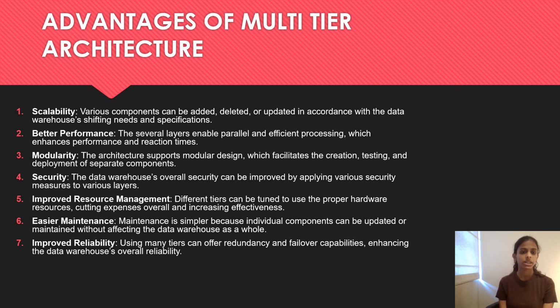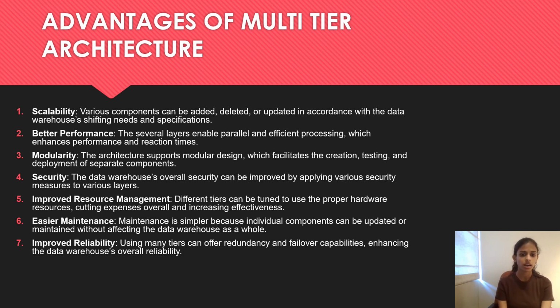Moving to the advantages of multi-tier architecture. There are 7 advantages of multi-tier architecture. Scalability, better performance, modularity, security, improved resource management, easier maintenance, improved reliability. Scalability: various components can be added, deleted, or updated in accordance with the data warehouse's shifting needs and specifications. Better performance: the several layers enable parallel and efficient processing, which enhances performance and reaction times. Modularity: the architecture supports modular design, which facilitates the creation, testing, and deployment of separate components.